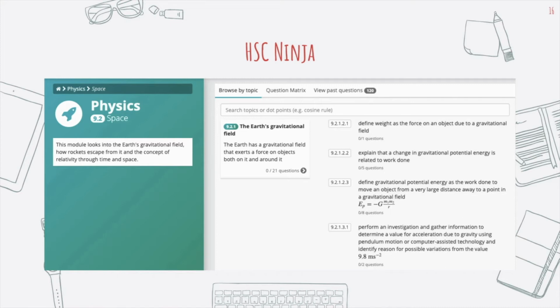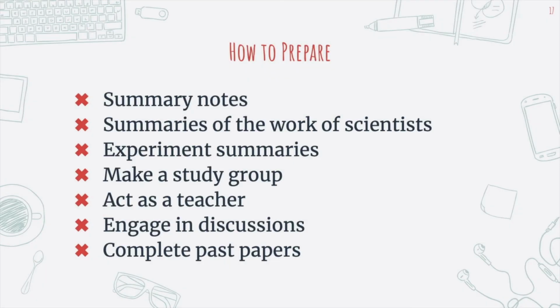So, in summation, we should be looking to prepare summary notes based on the dot points from the HSC syllabus, and it's important not to forget about those working scientifically skills. We should have summaries of all of the work of the scientists that are mentioned by name in the syllabus, as well as the first-hand investigations that we've performed.